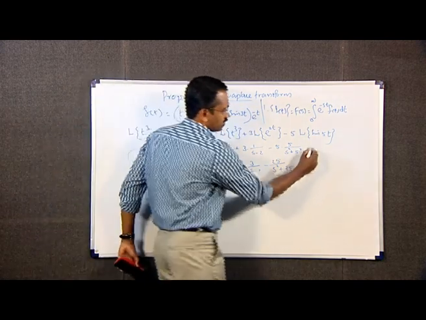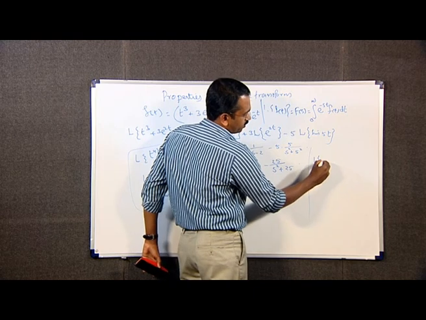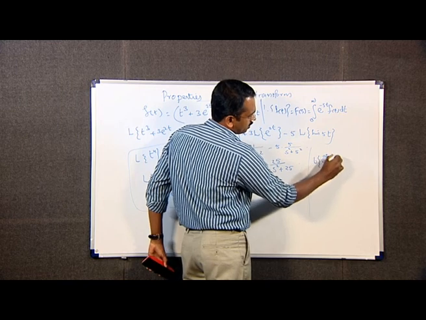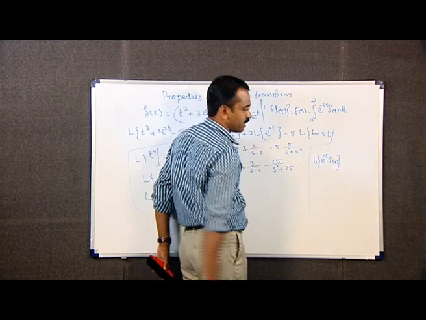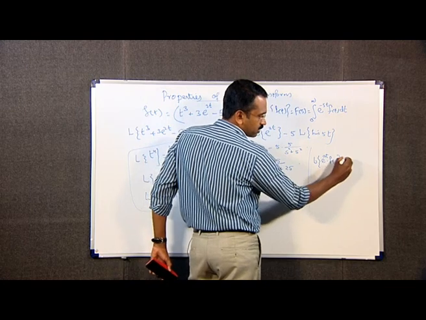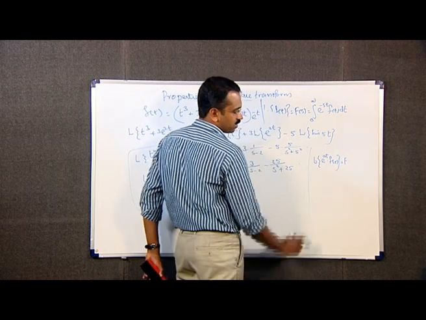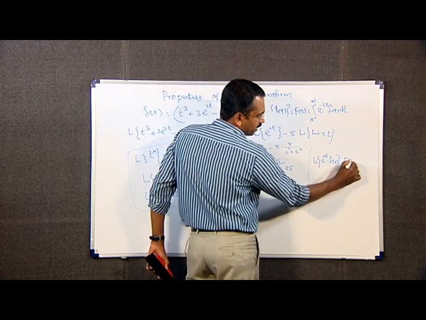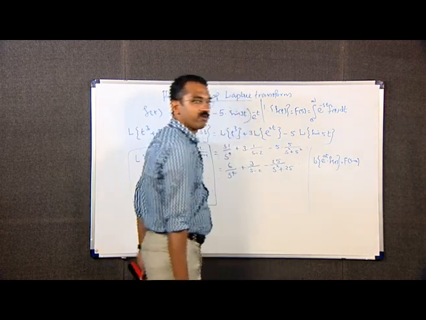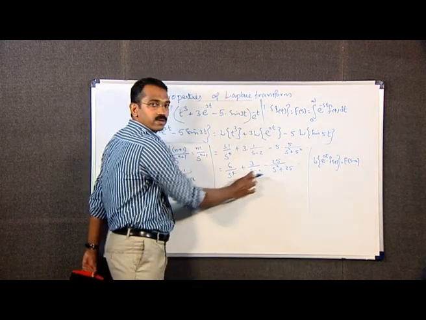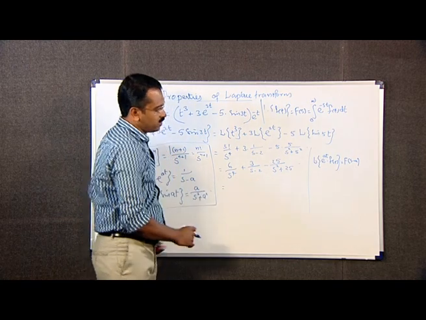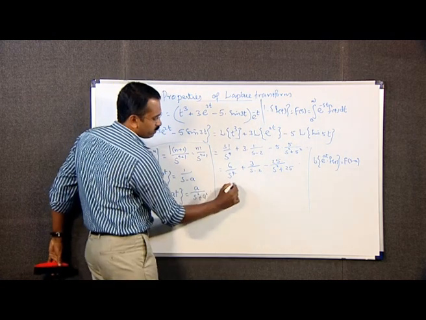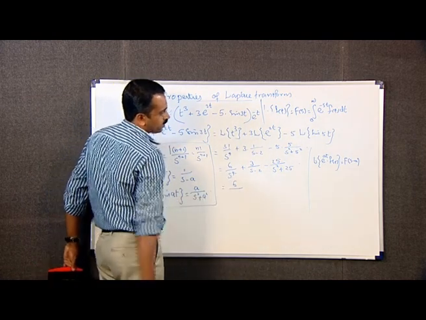The property is Laplace transform of e raised to at into f of t, that is f of t is multiplied by e raised to at, then the corresponding Laplace transform can be obtained by replacing s by s minus a in f of s. Here this is f of s. Instead of a, here it is minus 1. Therefore, we can replace s by s plus 1.